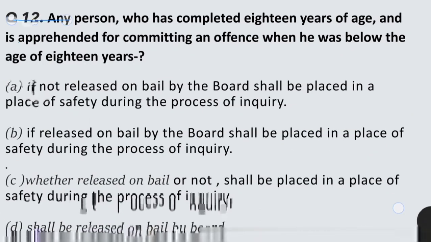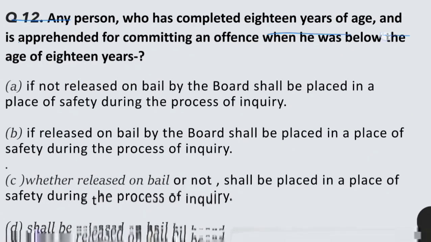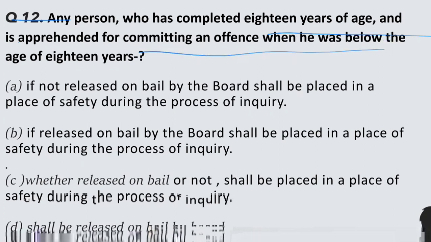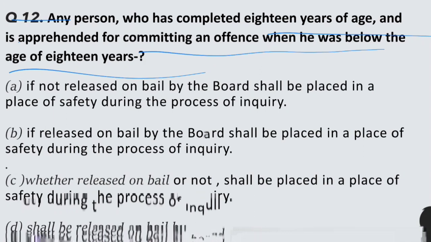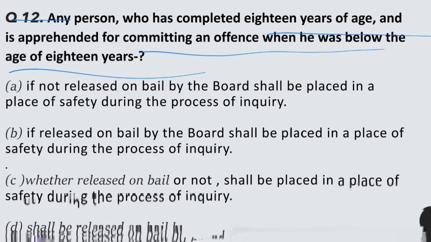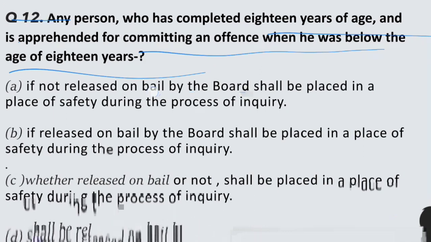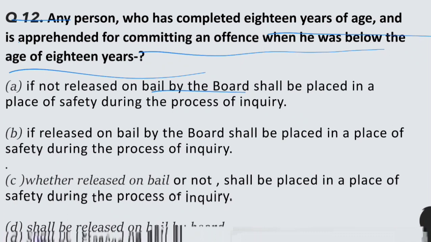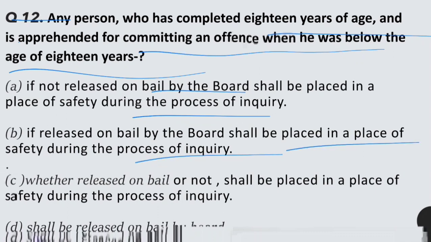Next question is any person who has completed 18 years of age and is apprehended for committing an offence when he was below the age of 18 years. Then options are A, if not released on bail by the board shall be placed in a place of safety during the process of inquiry. B says if released on bail by the board shall be placed in a place of safety during the process of inquiry. C says whether released on bail or not shall be placed in a place of safety during the process of inquiry, and D says shall be released on bail by board.